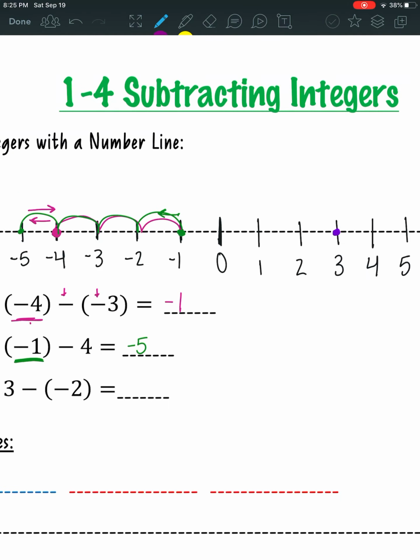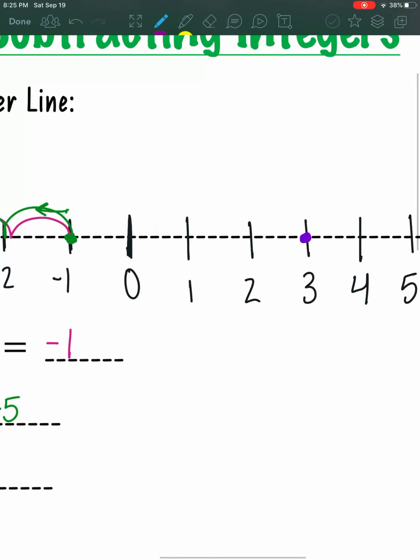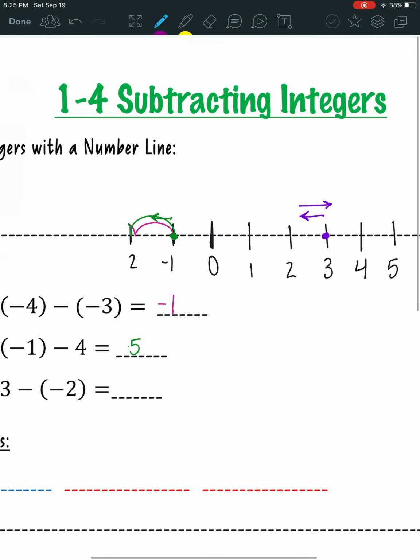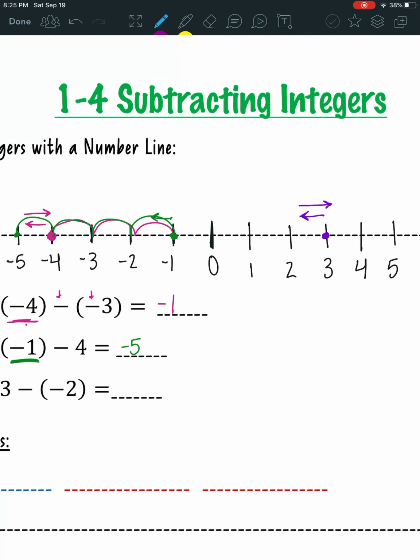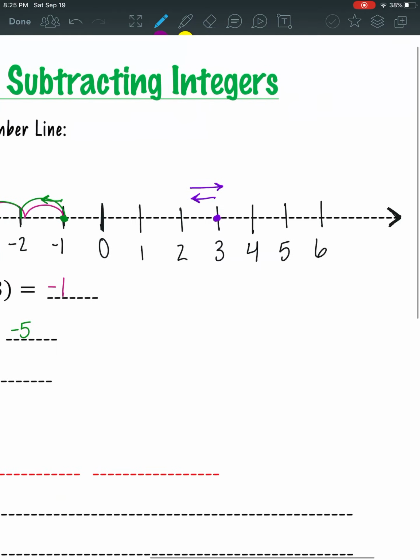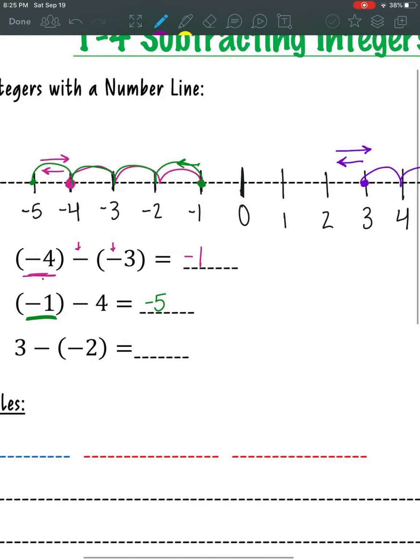We have 3 minus -2. So we start at 3 on our number line. Now, again, we have that minus a negative. So the minus says, okay, we need to go towards the negative numbers, towards the left. But then we're subtracting a negative. So that negative tells us, oh, wait, we need to go this way, actually. So it's kind of like going one way and reversing going the other. So 3, and then we need to move 2 places to the right. So our last example is 5.